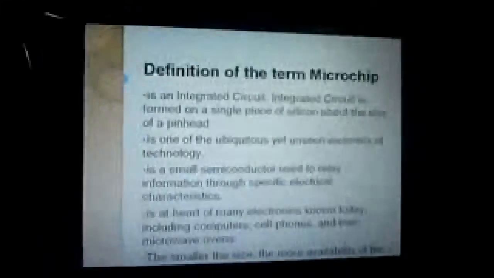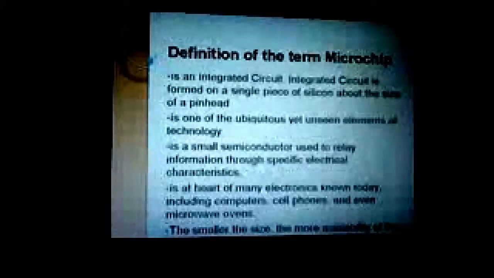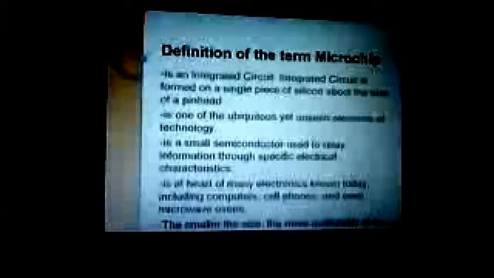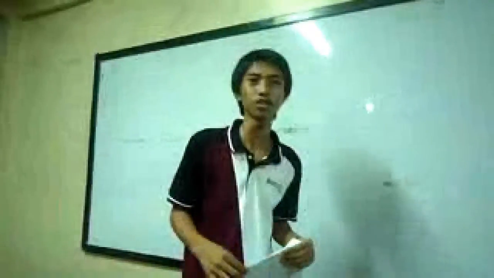A microchip is a small semiconductor component built with many electronic components such as thousands of transistors, capacitors, and resistors, through specific characteristics. It is also called an integrated circuit, usually placed on the surface of small silicon, considered to be one of the smallest electronic components, yet it functions a lot. Definition of the term microchip: it is an integrated circuit formed on a single piece of silicon. About microchip will be presented by Rox.